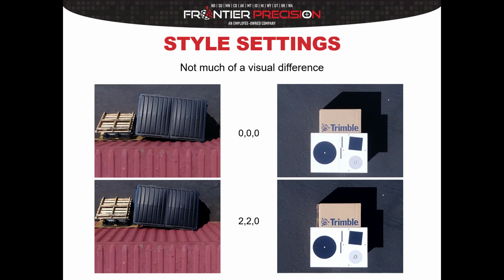I flew several combinations of the style settings and could not see much of a noticeable difference between them. On this slide, you can see the standard image without style processing on the top, and the bottom we have +2 sharpness and +2 contrast. Again, not much of a visible difference.